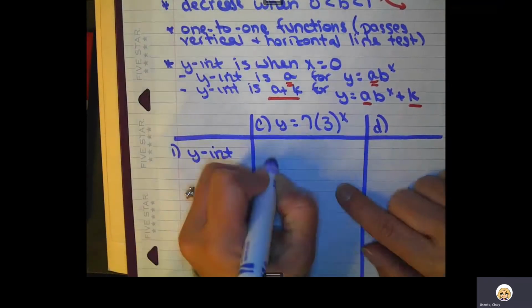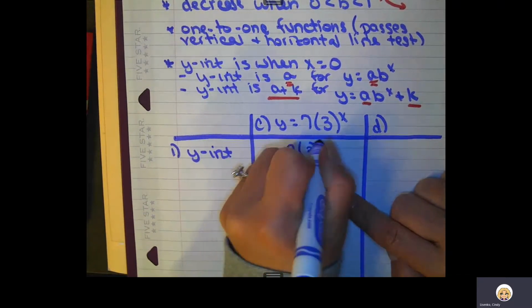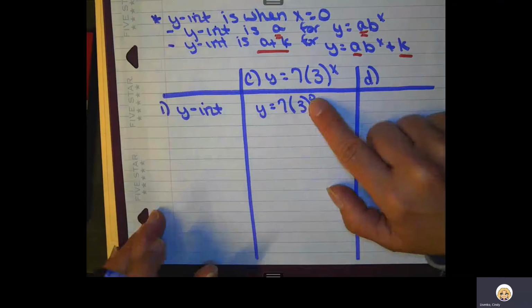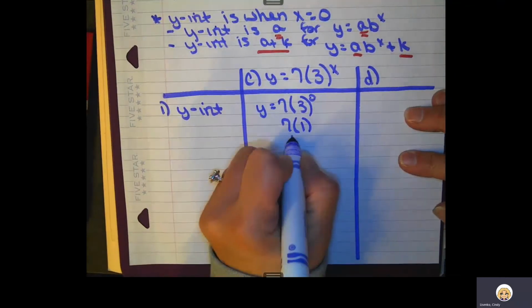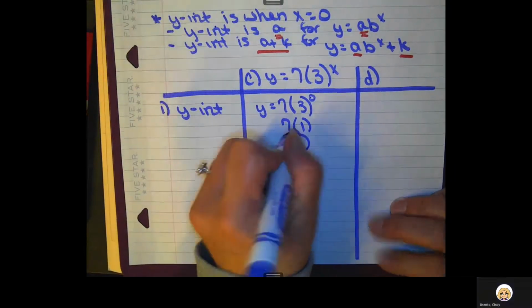So what I'm going to do is change my x to 0 here. So I'm going to write y equals 7 times 3 to the 0 power. Well, we learned previously that anything to the 0 power is 1. So that's the same as 7 times 1, which is 7. So our y-intercept is 7.